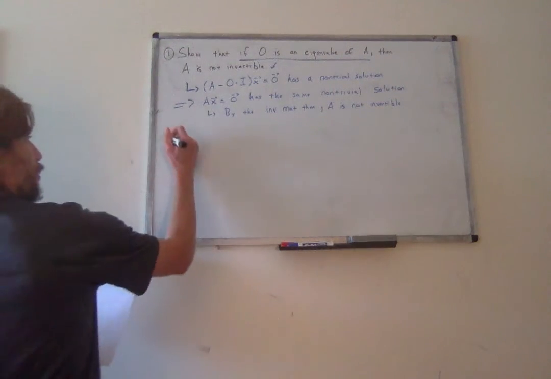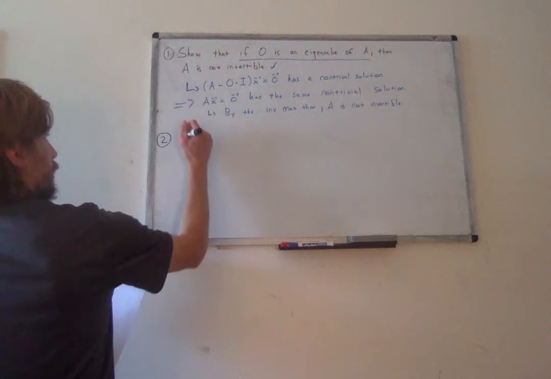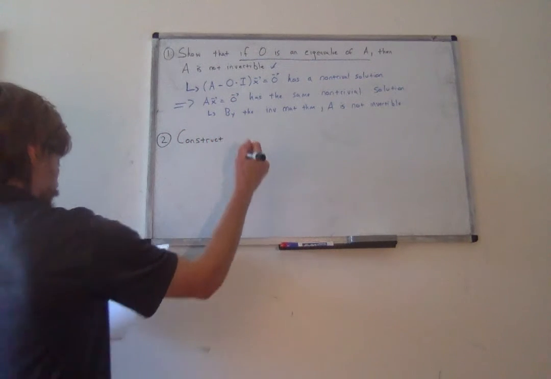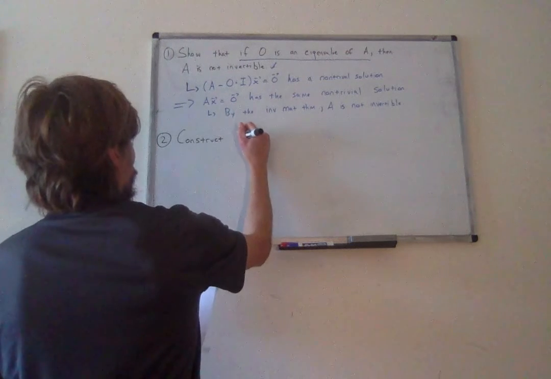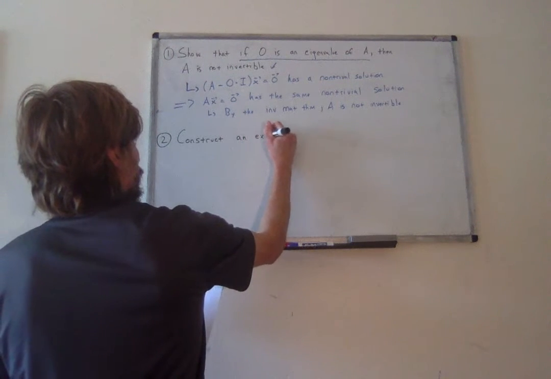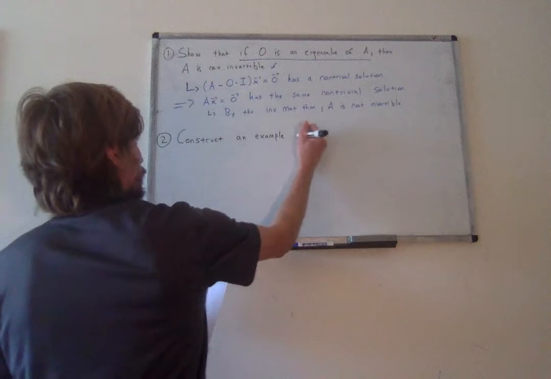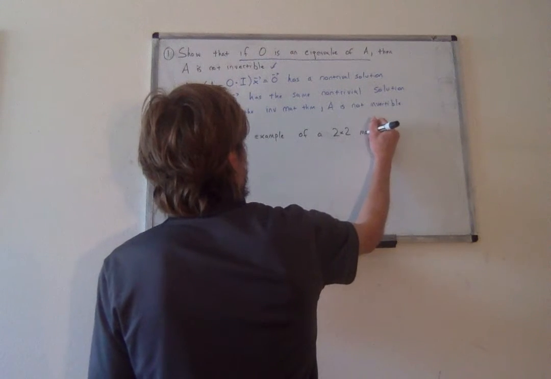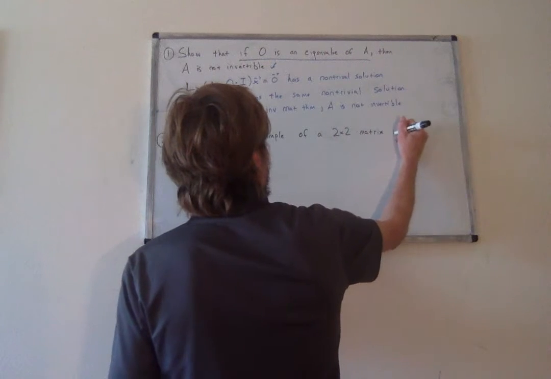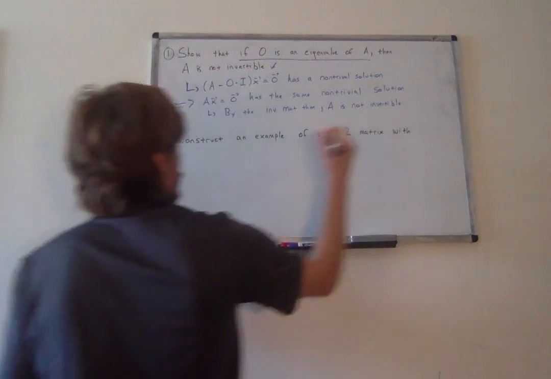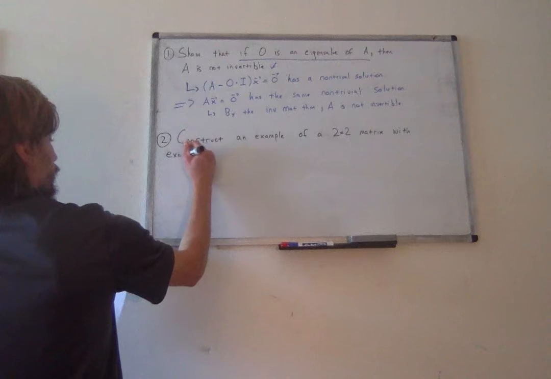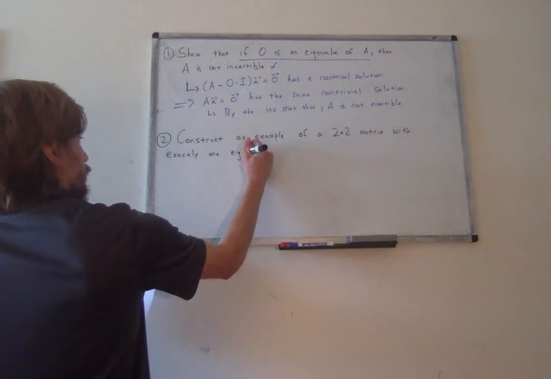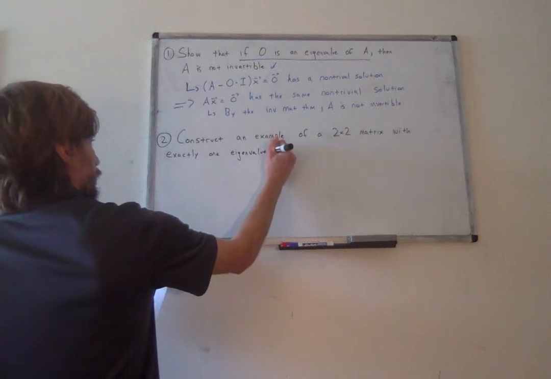All right, so number 2. We want to construct an example of a 2x2 matrix with exactly 1 eigenvalue. So this will come in handy.